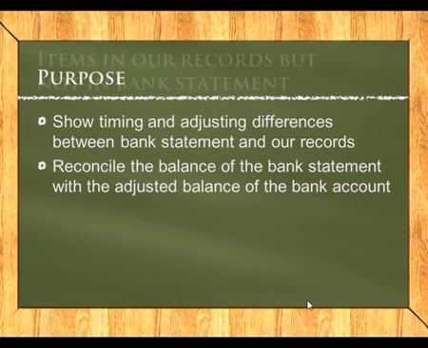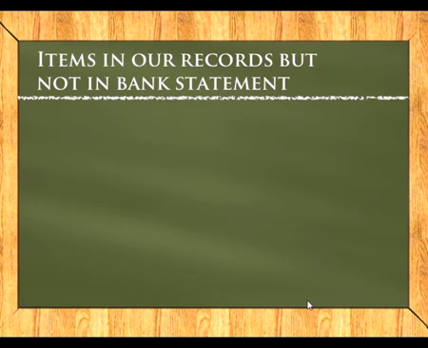Some items we find in our records, but we may not be able to find them on the bank statement. In general, we have only two types of those items. The first ones being outstanding deposits. Outstanding deposits are money that we have received in the business. We've been able to capture it onto our bank control account via our cash receipts, but we have not been able to go to the bank and deposit these amounts. Therefore, they would not appear on the bank statement.